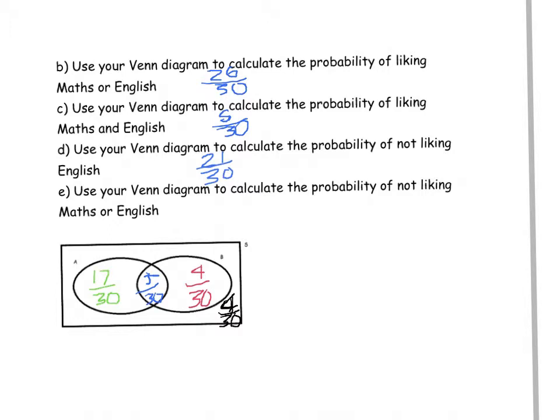Use your Venn diagram to calculate the probability of not liking maths or English. So, they can't like maths, they can't like English, and they can't like the section which is maths and English. So it's everything else other than those, which is the 4 out of 30. So, as you can see, Venn diagrams can be very useful in drawing statistical probabilities to help us answer questions.